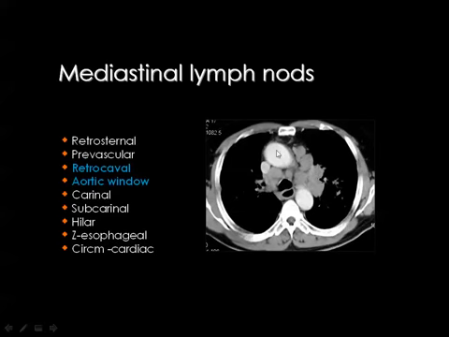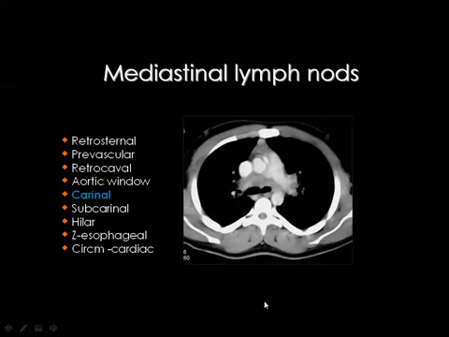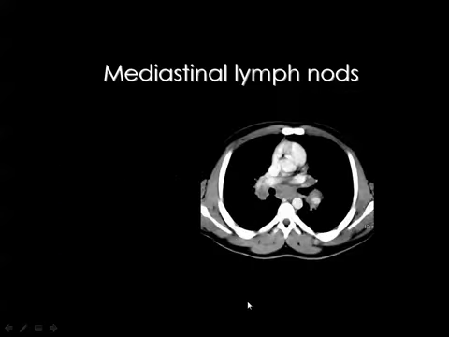which appear between the ascending and the descending aorta above the pulmonary artery, and this is what we call the aortopulmonary or the aortic window lymph nodes. Then the carinal lymph nodes are arranged around the tracheal bifurcation. Anteriorly located nodes are known as precarinal. If there are nodes behind, we call them retrocarinal.